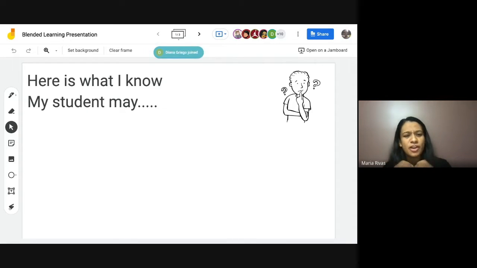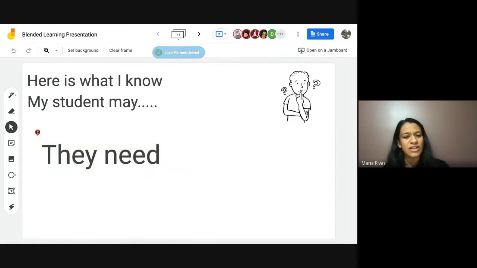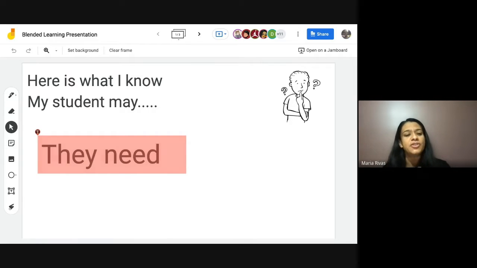So I want you to take a sticky in there and tell me, here's what I know my students may need. What do you think your students are going to need during this transition time? I know we've already started the year, we're almost done with this first semester, but what do you think your students are going to need or have needed coming back face to face?